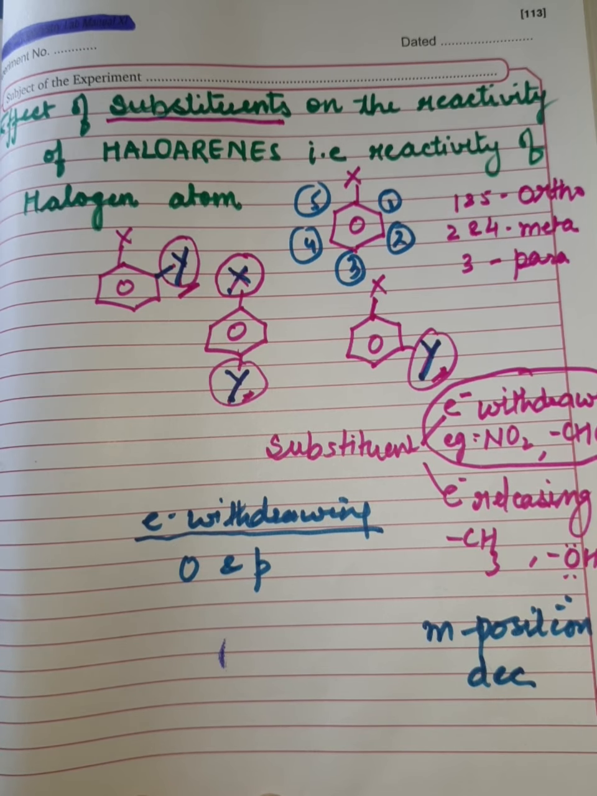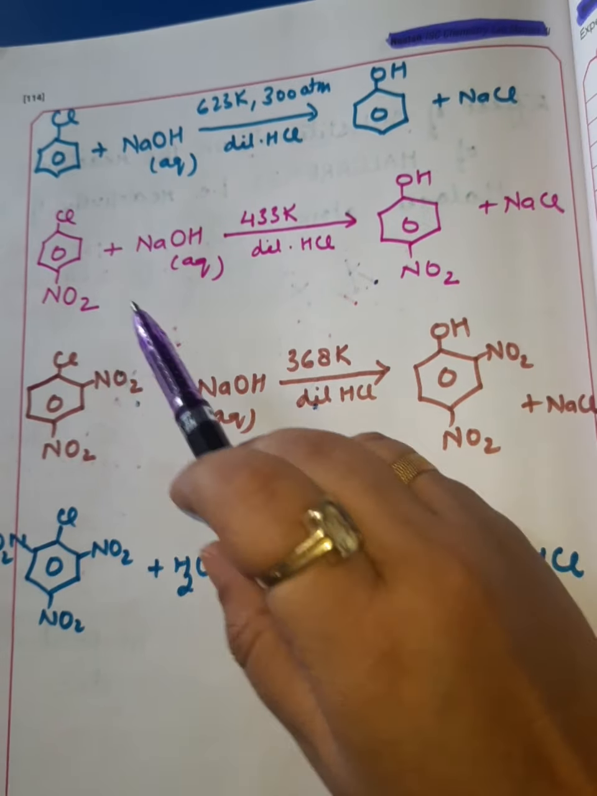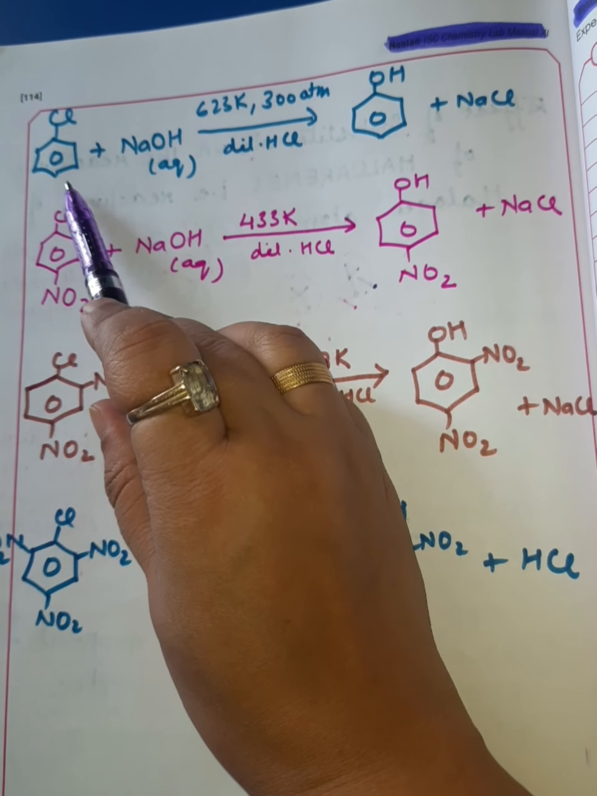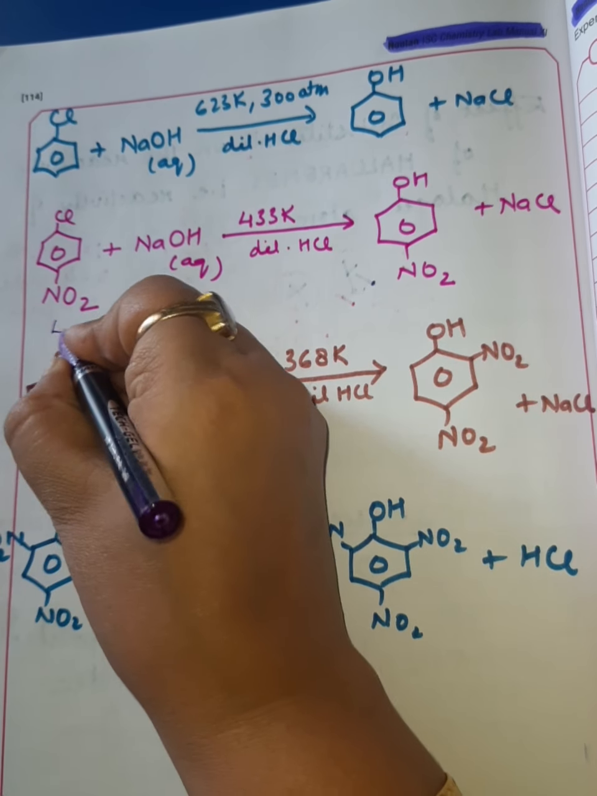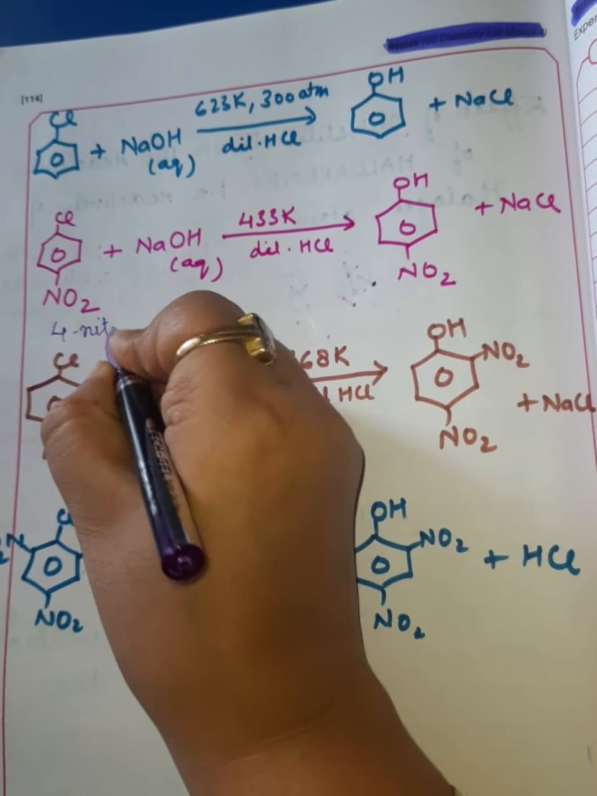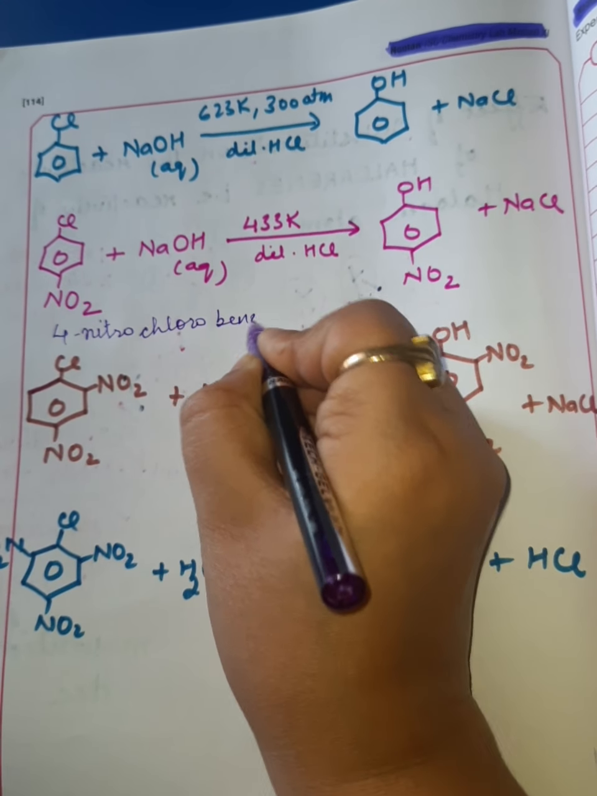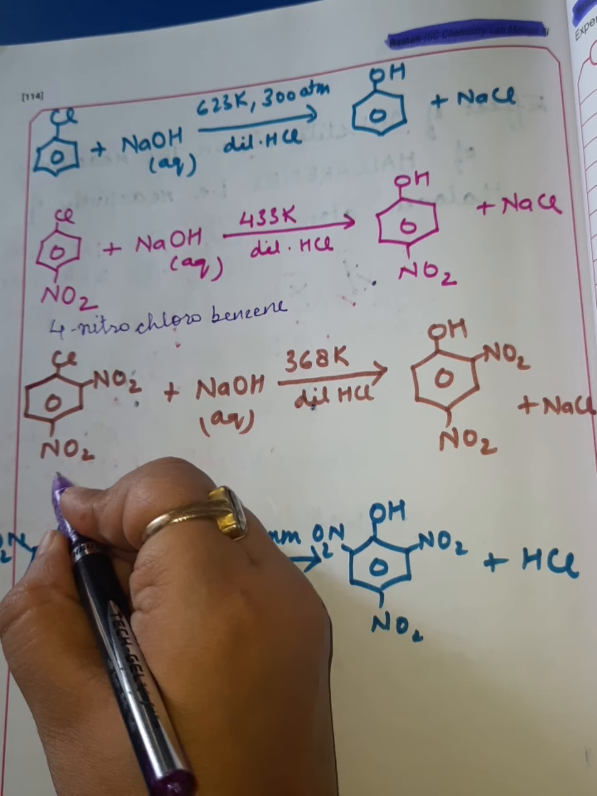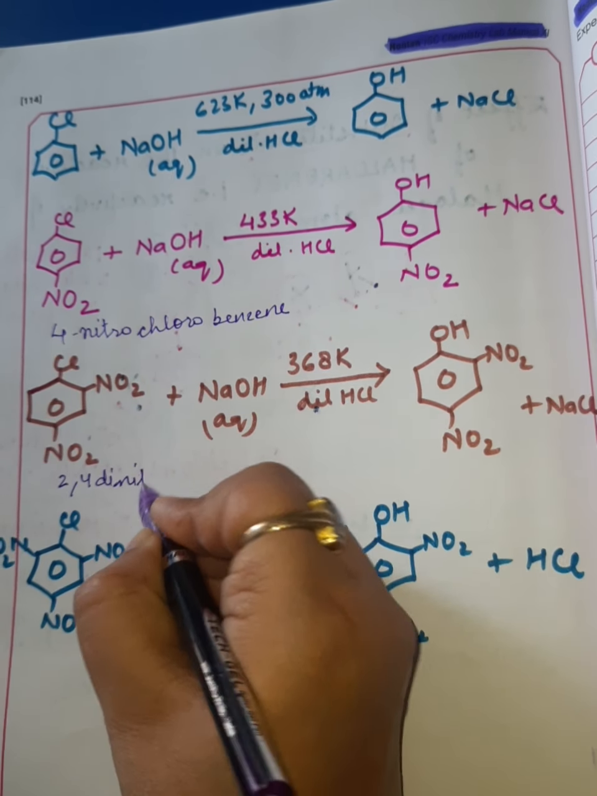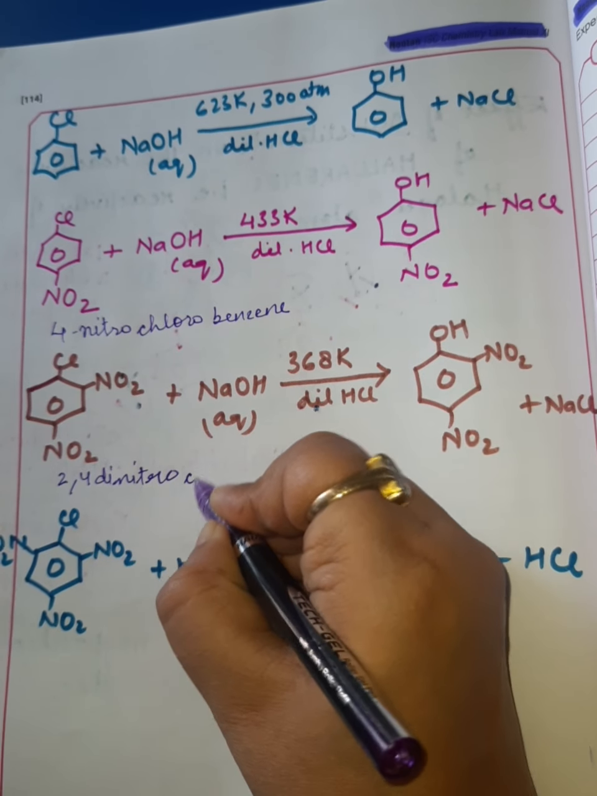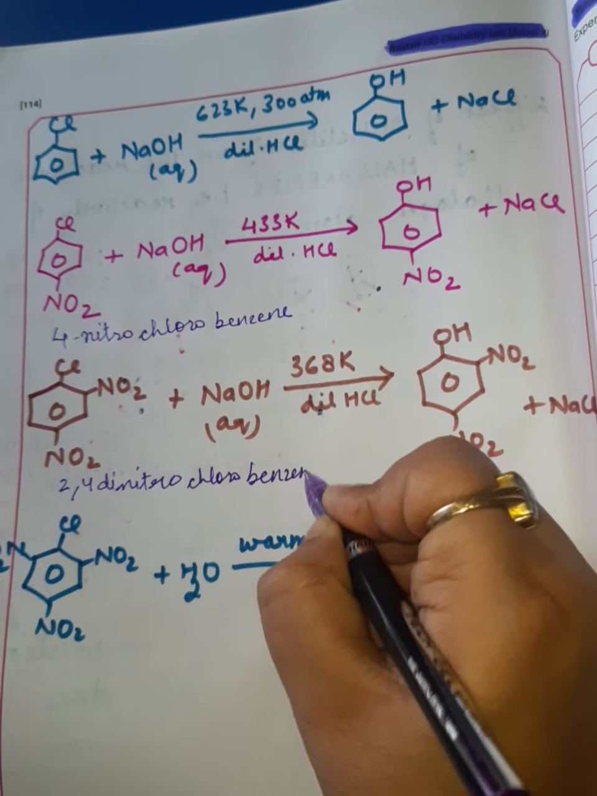So let's have a look. To explain this, dear students, I have written 4 equations. So just have a look at these equations. It's just chlorobenzene without any further substituent. This is 4-nitrochlorobenzene. Alright. And this is 2,4-dinitrochlorobenzene. I hope you understand why I am writing these numbers.